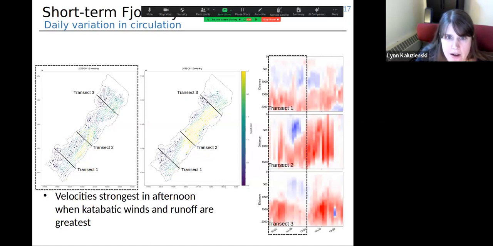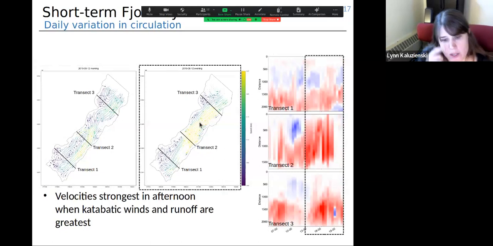One pattern that I found over and over again was that velocities are often strongest in the afternoon, when katabatic winds and runoff are greatest, which is what we're attributing it to. If you look at the right-hand side, especially for transect 2, you'll see a large change in the velocity. During the morning, there was an eddy that reached up into the center of the fjord, which you can see in these negative values. But by the end of the day, we have really fast flow.